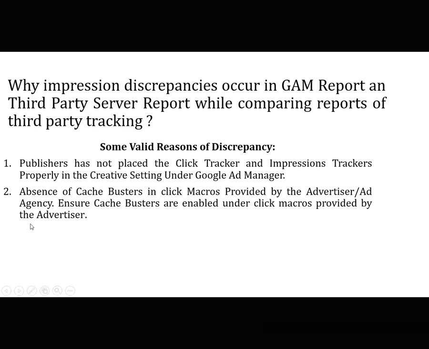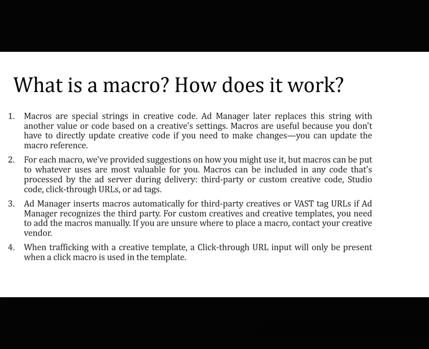settings or not. And the second reason is the absence of cachebusters in click macros provided by the advertiser or ad agency. So the advertiser or the ad agency has to ensure that the cachebusters are enabled under click macros so that proper impression tracking happens at both places, under Google Ad Manager and under the third-party ad server also. Second is, what is a macro, and how does it work?